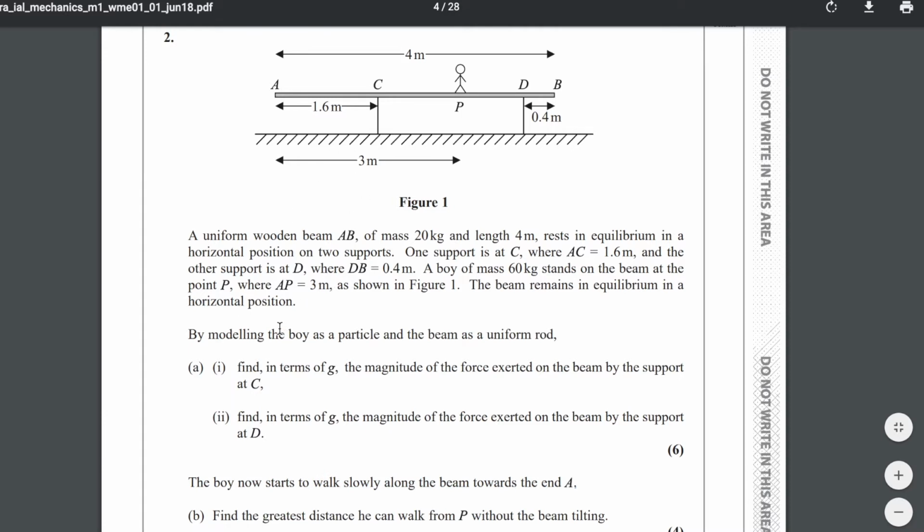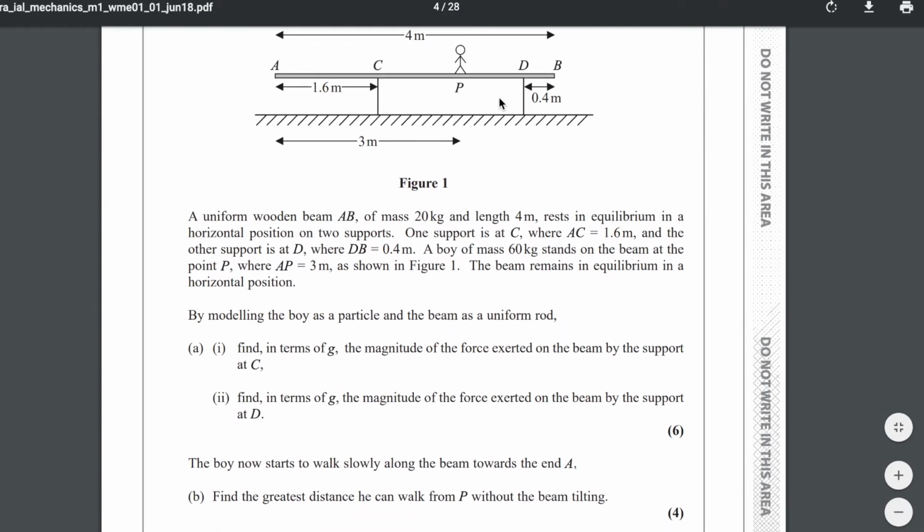Now the method that we use to solve this kind of question is that we know the boy is moving towards the left, or towards A, therefore the beam will tilt upwards from B. And when it starts to tilt upwards from B, the reaction at D will become 0 at some point. As soon as it becomes 0, it will lose contact with that support D and there will be no reaction at all. So the final point that the boy can reach without it tilting, at that point the reaction at D will be 0. This is the main thing that we consider in solving a question like this one, okay?